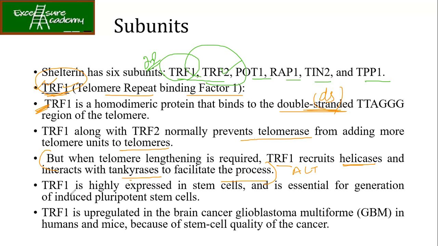Okay. Now TRF1 is highly expressed in stem cells. It is essential for generation of induced pluripotent stem cells. So we know, okay, it is required.